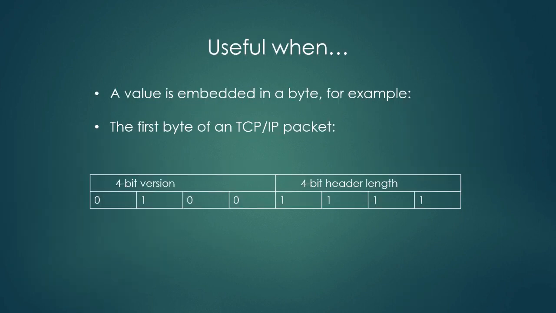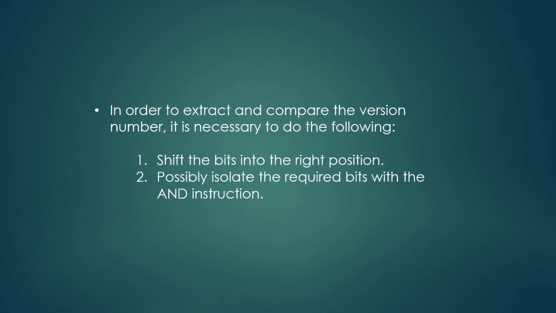Shift and rotate instructions are useful when a value is embedded in a byte. For instance, the 4-bit version number is embedded in the first byte of a TCP/IP packet. In order to extract and compare the version number, it's necessary to do the following.